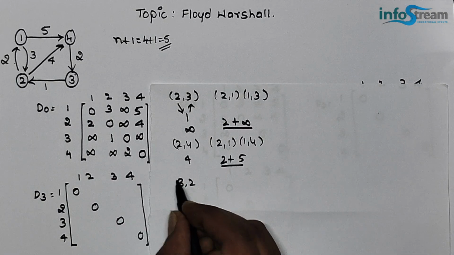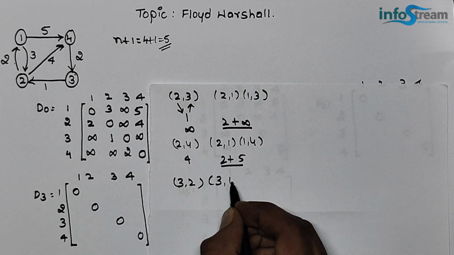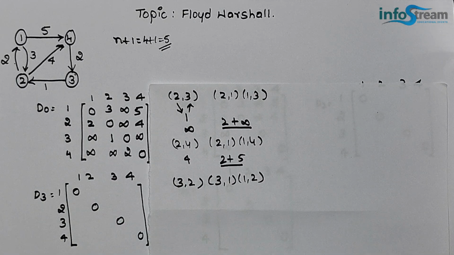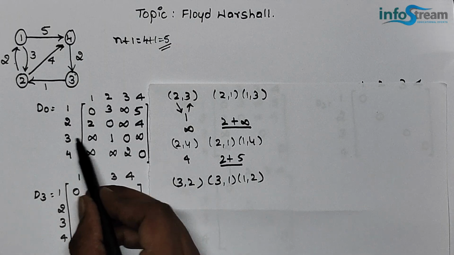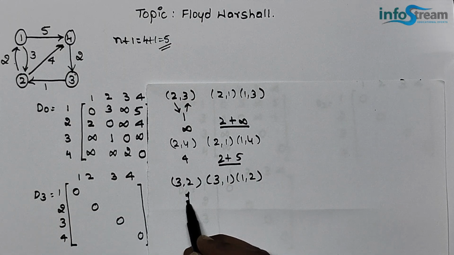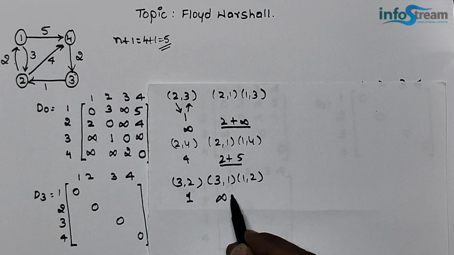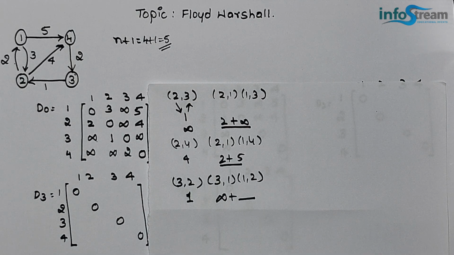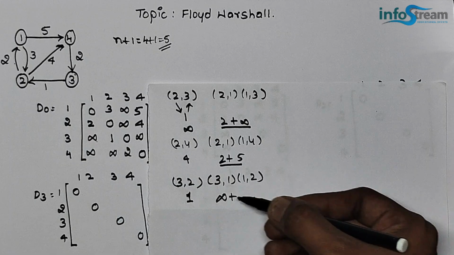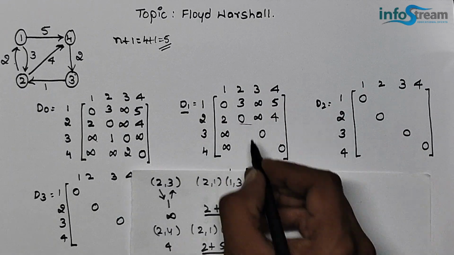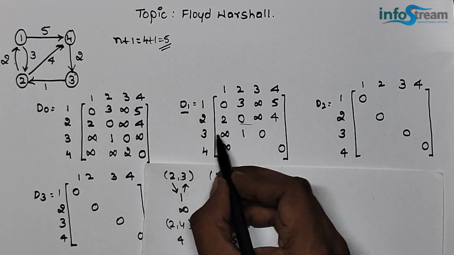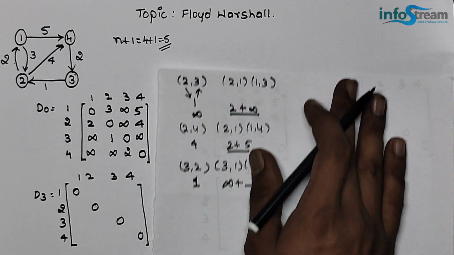So 3, 2 means what you will be doing? From 3 you will come to 1, from 1 you will go to 2. Now the value of 3, 2 is 1. The value of 3, 1 is infinity. If you add anything to infinity, it will be infinity itself. So among 1 and infinity, 1 is the smaller one. So write 1 here.